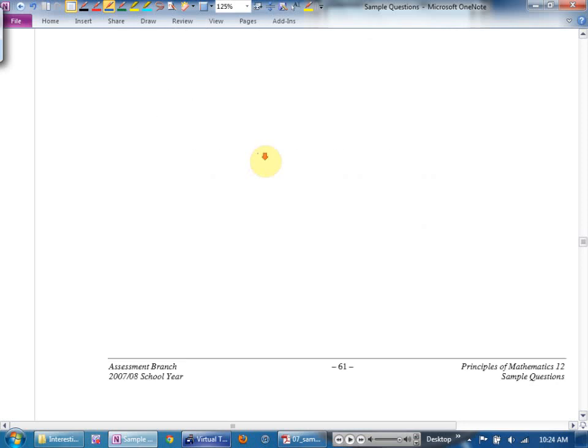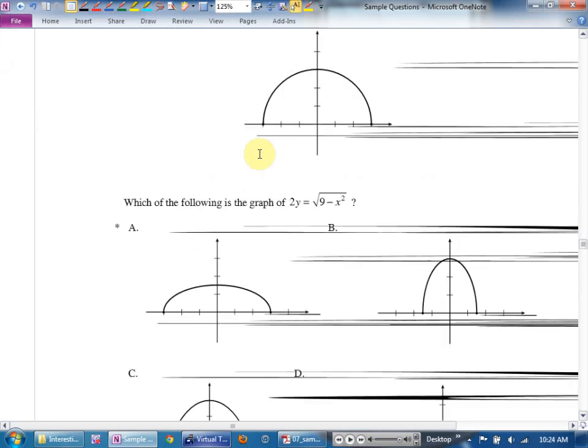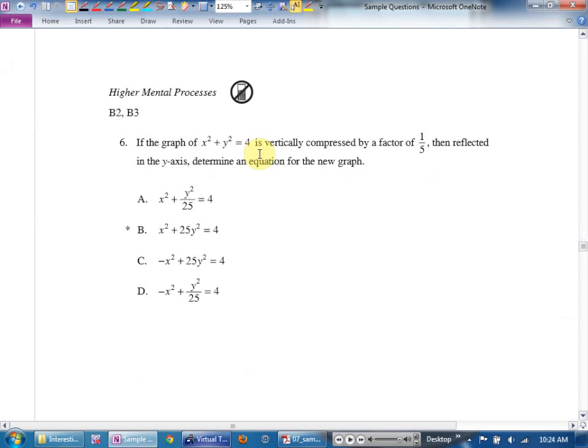Higher mental process. So if this is vertically compressed by a factor of 1/5, vertical means that everything's backwards. You're replacing y with 5y. When you replace a y with 5y and then you square the whole thing, that's where the 25 comes from. 25y squared.